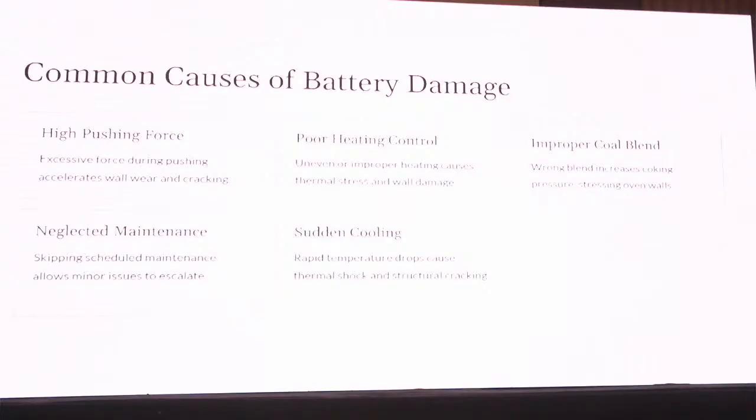What are the best practices in summary? Uniform heating should be followed. The pushing force should be controlled. Tight sealing of all the doors and lids to be maintained. Maintenance schedule to be followed. Monitor oven wall condition. Regularly inspect and report oven wall health and integrity. We should train operators. Regular training ensures consistent adherence to best practices.